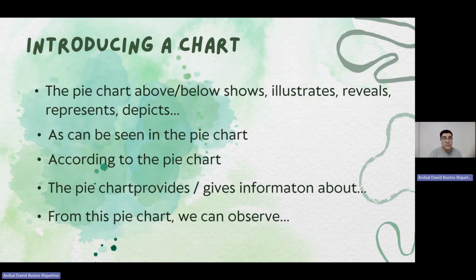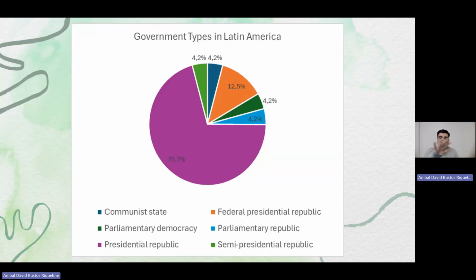This pie chart above, this pie chart below, shows, muestra, illustrates, ilustra, reveals, revela, represents, representa, depicts, representa también. So for example, in the one that we just passed, we would say this pie chart represents or depicts the government types in Latin American countries.